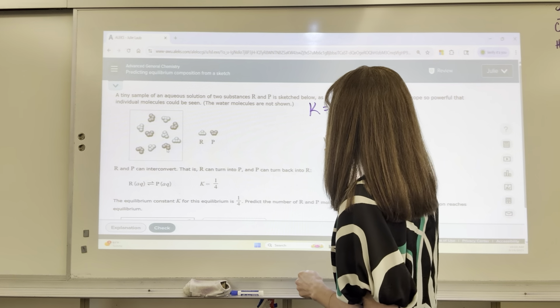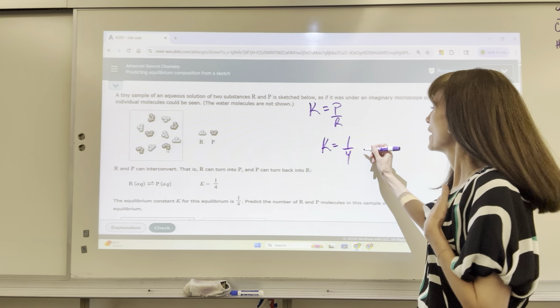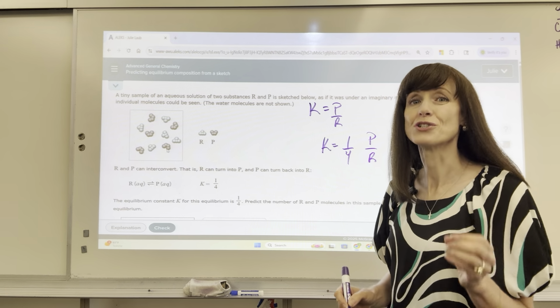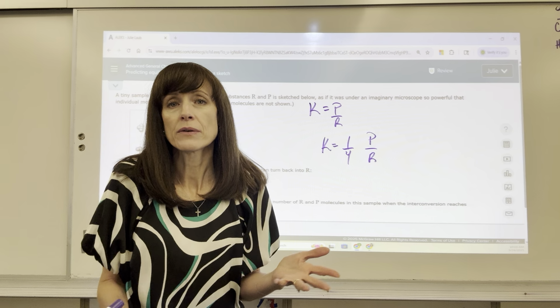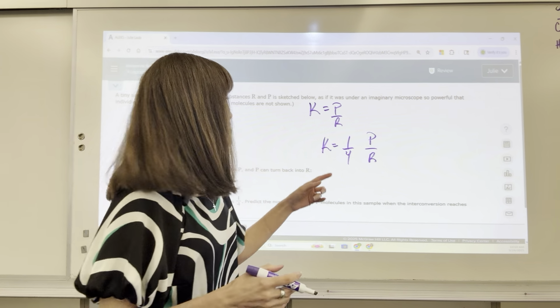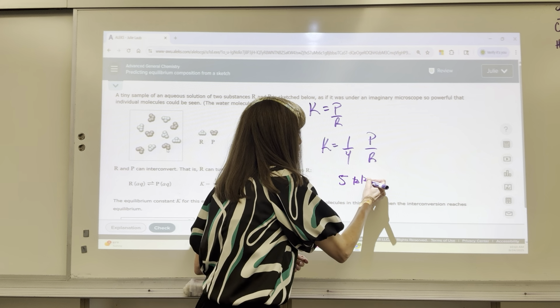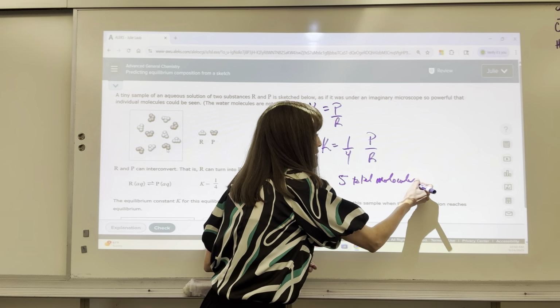So I'm going to make a note that we're going to have 1/4, and that means for every one product we have 4 reactants. Did you hear that? For every one product we have 4 reactants. So if I had just one possible reaction, we would have 1 plus 4. I would have 5 total molecules. Okay, I'm just going to plant that seed for a second.